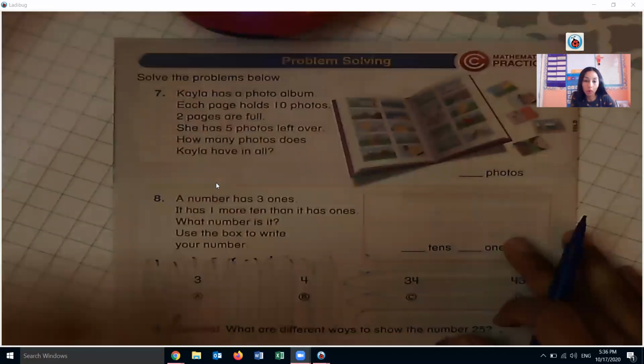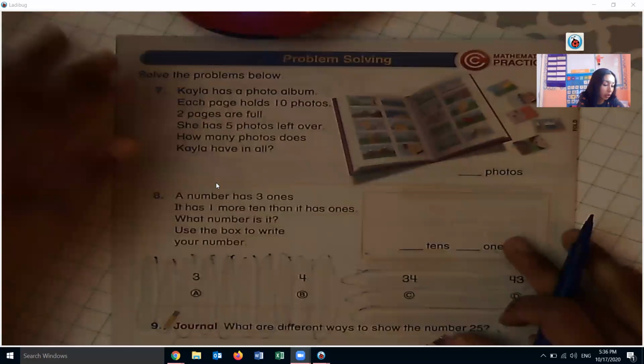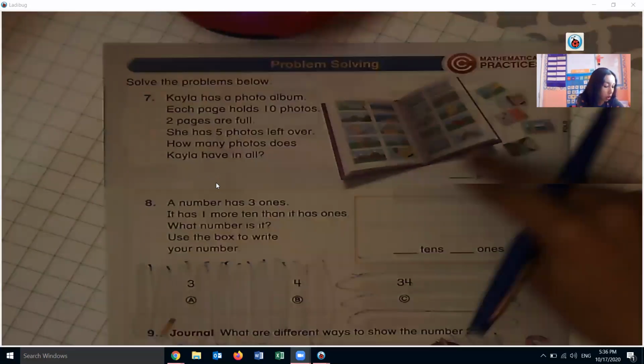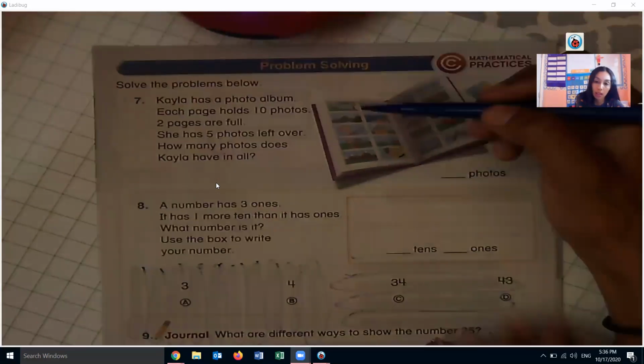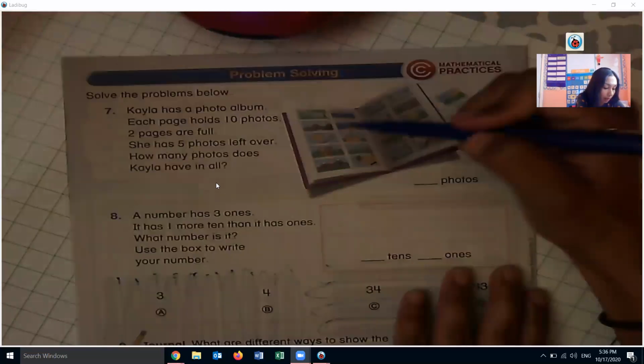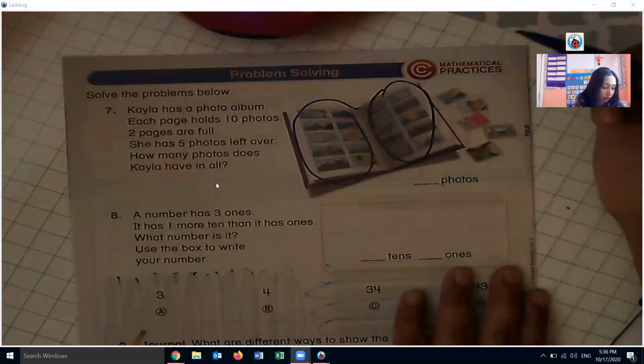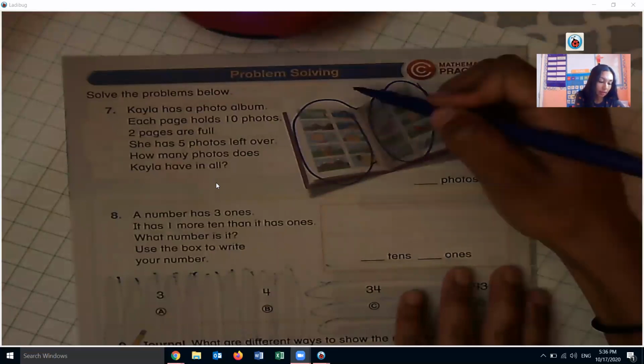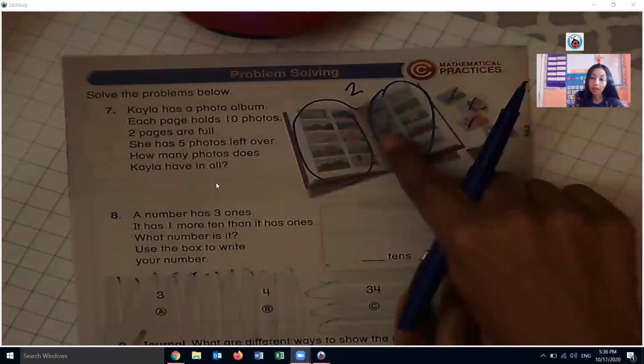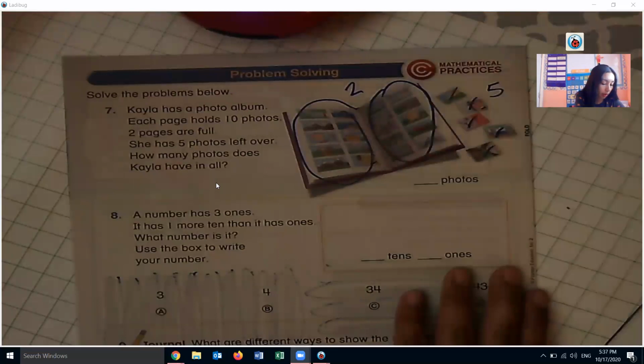Kayla has a photo album. Each page holds 10 photos. So she has 2 full pages, which we can see here. 1 full page of 10, another full page of 10, and then she has 5 left over. How many photos does Kayla have in all? So she has 2 tens, 5 ones, which makes the number 25 photos.